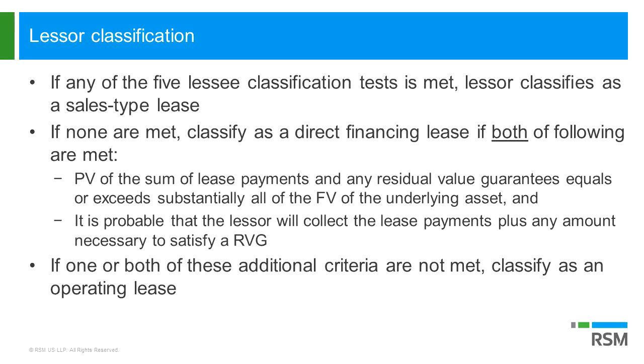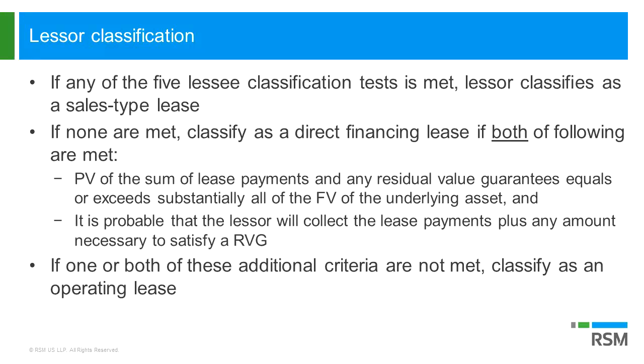And those are the 5 criteria that Aiden went over briefly a few minutes ago. If any one of the 5 lease classification tests is met, the lessor classifies the lease as a sales type lease. If none of the 5 are met, the lessor would classify the lease as a direct financing lease if the present value of the sum of the lease payments and any residual value guarantees equals or exceeds substantially all of the fair value of the underlying asset. And I think by definition, 90% is the line that's being used to make that measurement.